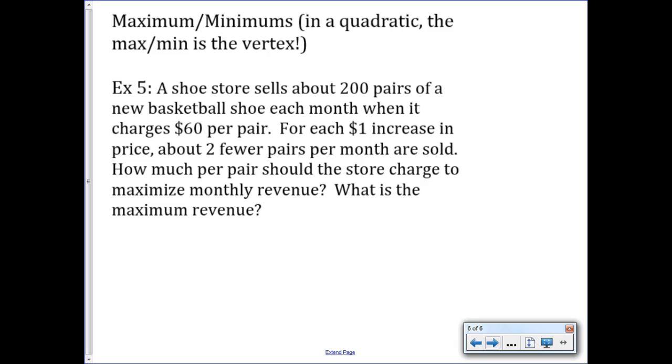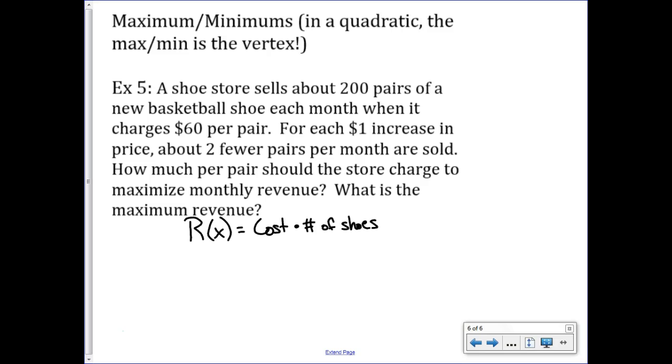Okay, so we want to find out the maximum revenue. So we want to know what the revenue is. So revenue is the cost of the shoe times the number of shoes sold. So what we sell the shoes for times the number of shoes sold.